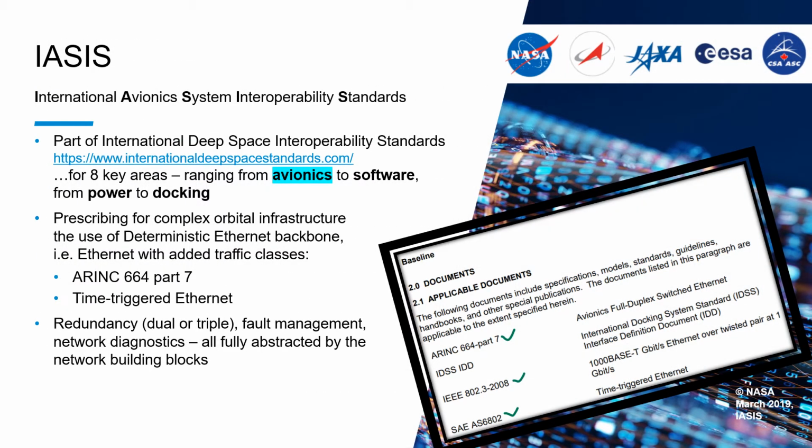IASIS is the International Avionics System Interoperability Standards, part of the Deep Space Interoperability Standards, which covers 8 key areas ranging from avionics to software and from power to docking. It prescribes for complex orbital infrastructure the use of deterministic Ethernet as backbone, i.e. Ethernet with added traffic classes. Now, this backbone will provide for redundancy, dual or triple, fault management, and network diagnostics, all fully abstracted by the network from the individual modules in the avionics.